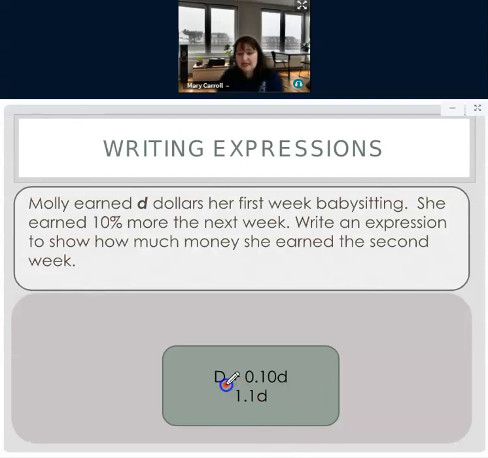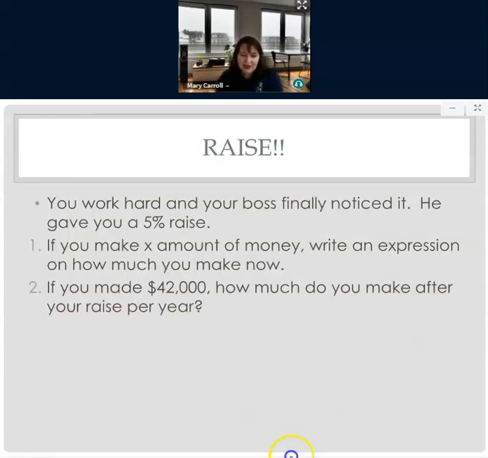Alrighty, so I'm going to take D and add it to 0.1D, and I get 1.1D because it's 10% more. In other words, if I made $100 in that first week, I would add 10% of that, which would be $10, and I would get $110. Okay, makes sense? So always think of it this way if you're doing these and you don't have any numbers involved.